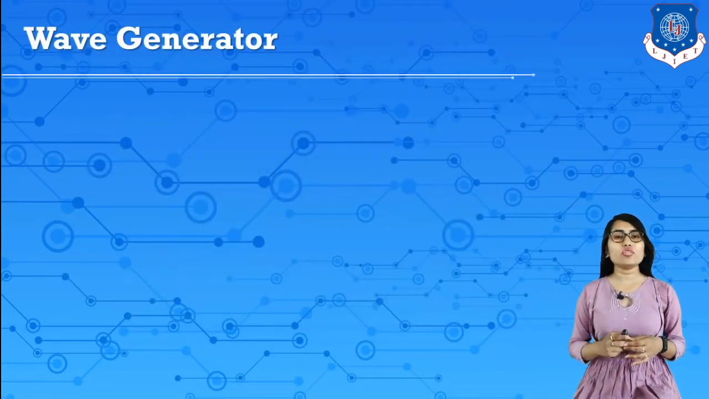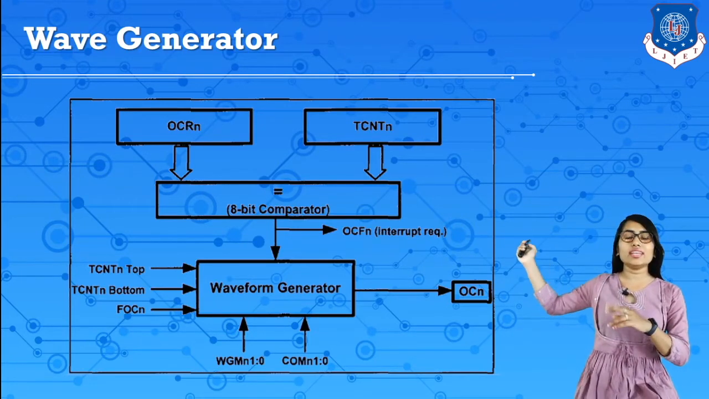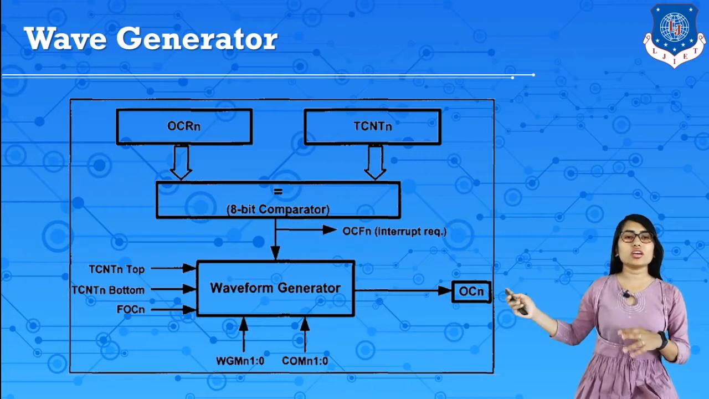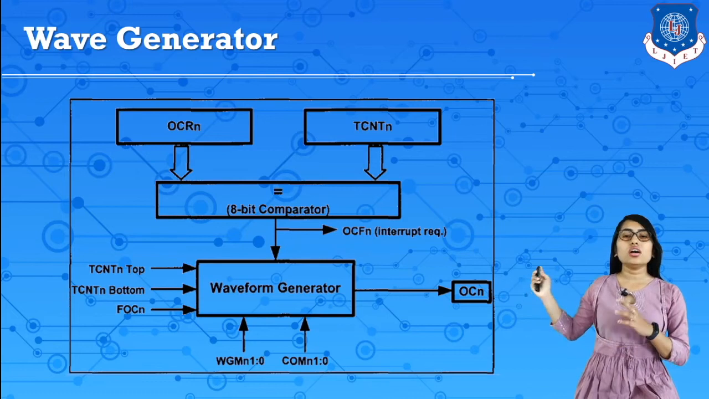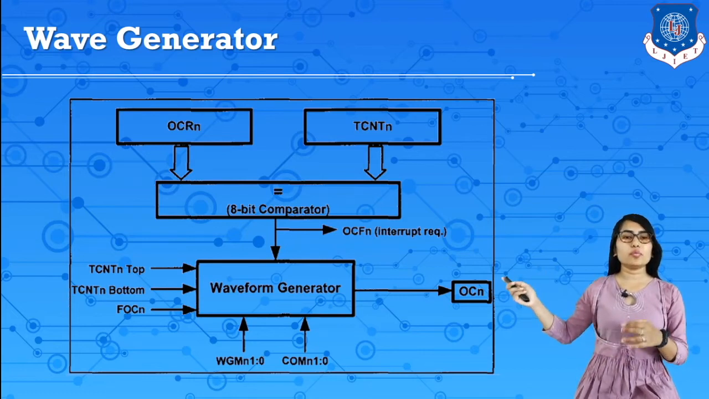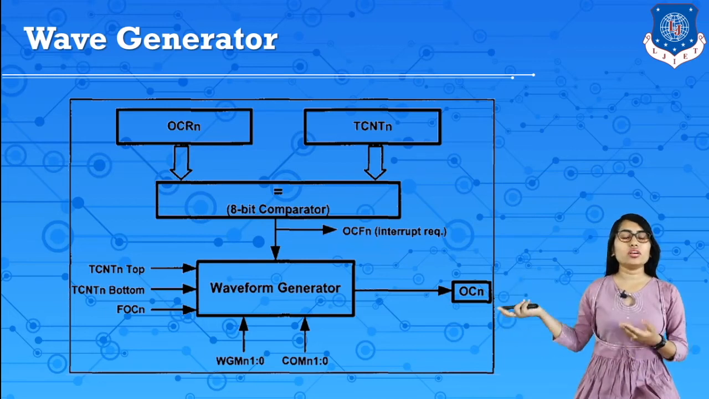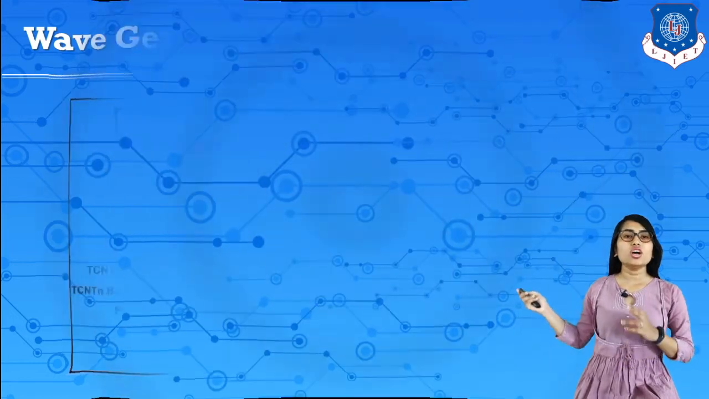So here we have a wave generator circuit like this. OCR and TCNT values are loaded and TCNT will be compared with OCR. The waveform generator circuit will check the conditions, and on OCn wave patterns are generated depending on the WGM and COM bits. For control, TCNT top, TCNT bottom and FOC pins are available over here. So this is a waveform generator circuit using timers.